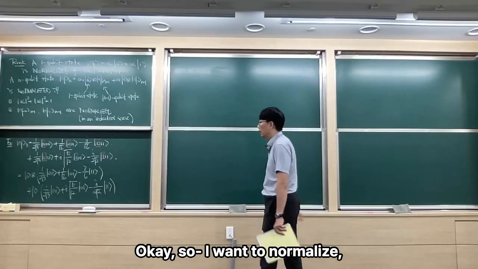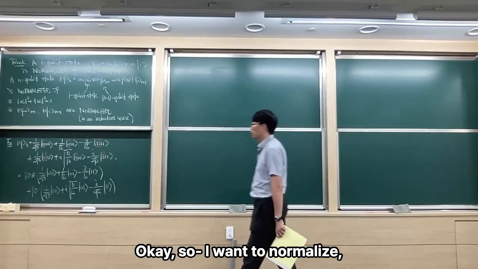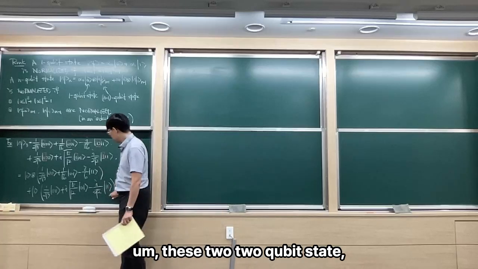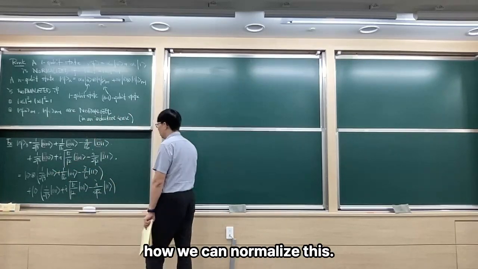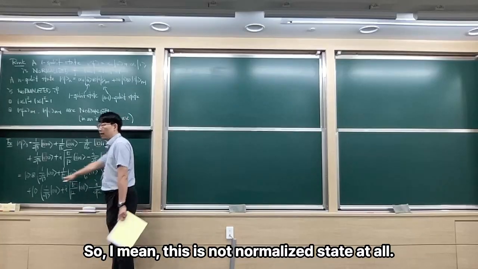Okay, so I want to normalize these two qubit states. So let's think about how we can normalize this. So, I mean, this is not a normalized state at all.